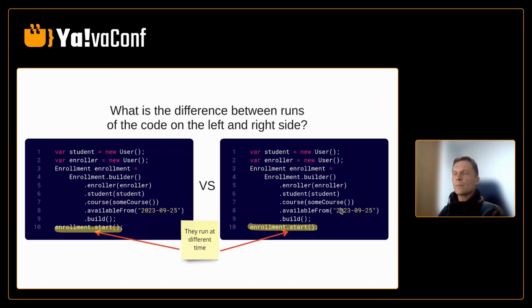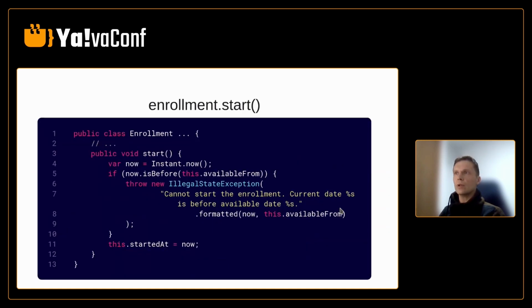If someone asks you, "Hey, we have a bug in the enrollment.start method, can you just fix it?" Yes, it will take 1 hour. And then you will discover that it's trickier than you thought, because enrollment.start will look like this. It's very simple code.